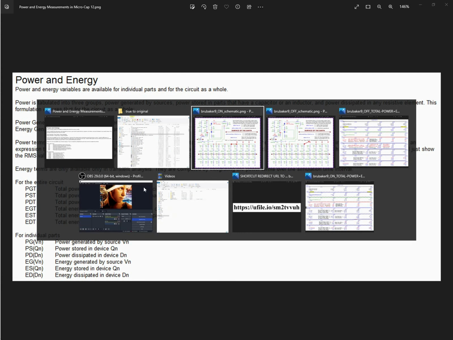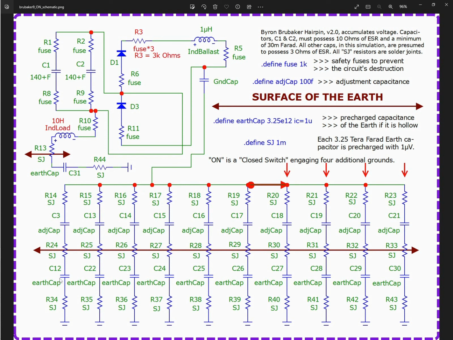So if I show you, all of these earth caps down here, the 10 of them, and this one over here underneath the load, the inductive load, they're all charged with IC, which means initial condition, equal to 1 microvolt. The little u here represents a micro symbol for 1 microvolt. So it's a pre-charged capacitance of the earth, and it's 3.25 terafarads, e to the 12 farads, on the presumption that the earth is hollow, whose shell is about 1,000 kilometers thick, more or less.